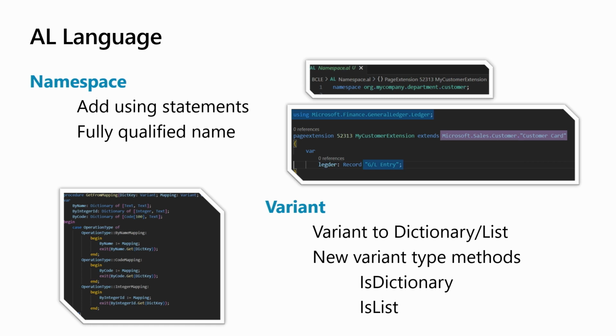Moving on to something maybe less noticeable in the changes we've done, and that is the fact that we now allow you to implicitly convert variants to dictionaries and lists. And as part of that, we added two new methods in the variant type, isDictionary and isList.